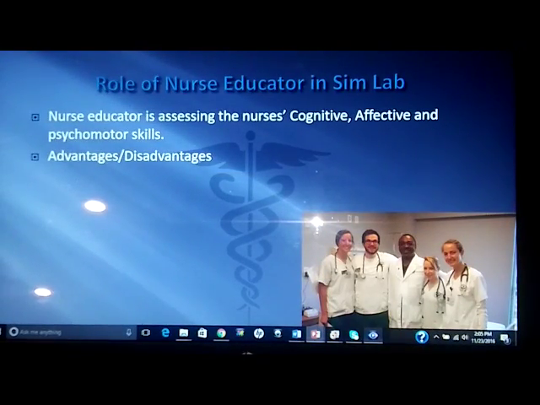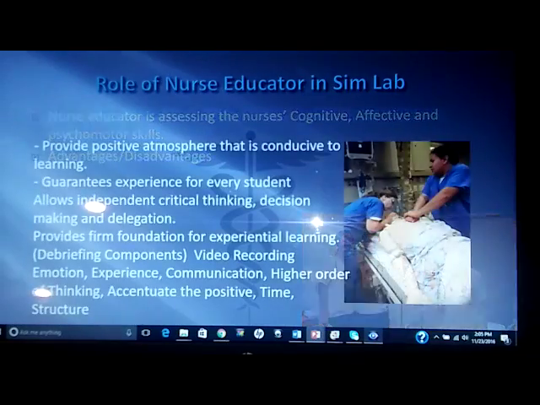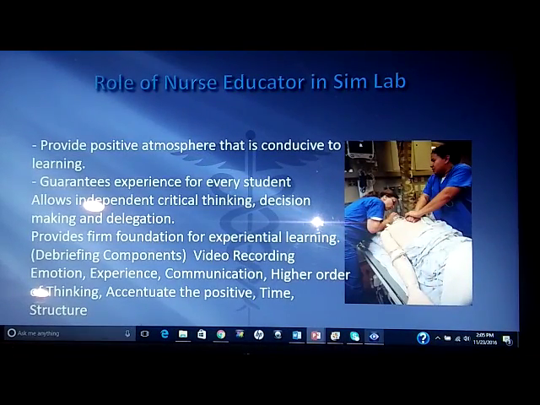Whenever the nurse educators are in the sim lab with the student, what we're assessing are their cognitive, affective, and psychomotor skills. Now, there are advantages and disadvantages with both. Some of the advantages: it's always going to provide a positive atmosphere that is conducive to learning. Whenever a student feels like this atmosphere is non threatening, then they can learn more. It guarantees experience for every student and it allows independent critical thinking, decision making, and delegation.